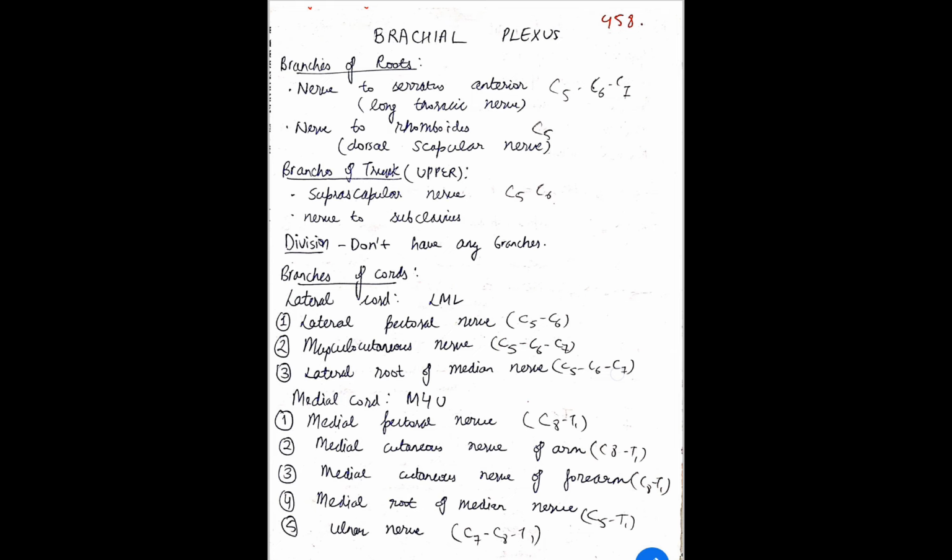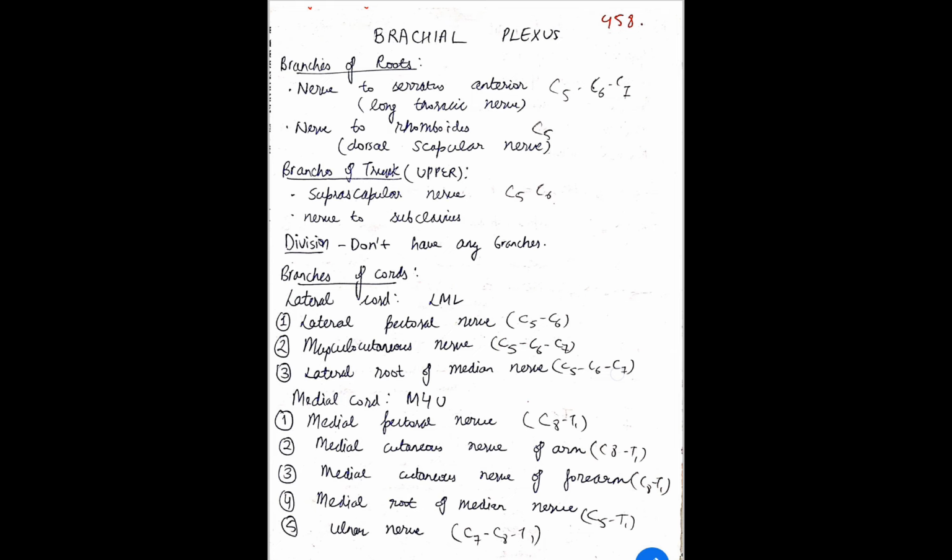Then we have branches of the cords. From the lateral cord, we have three nerves, that is LML. The mnemonic is LML. Lateral pectoral nerve, musculocutaneous nerve, and lateral root of median nerve. Lateral pectoral, musculocutaneous, and lateral root of median nerve.